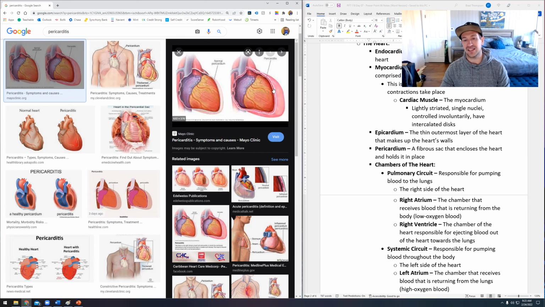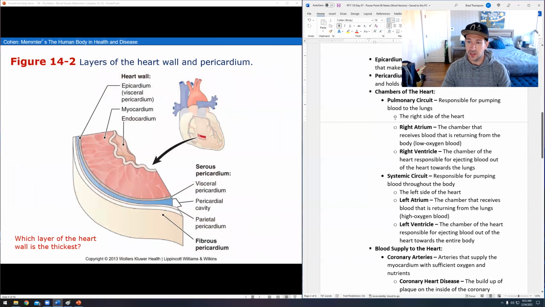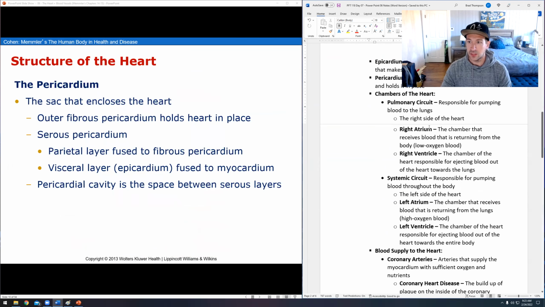And so what happens is it can actually stick to the chambers of the heart and it can keep the heart from contracting. And that's why pericarditis is so dangerous. It's very common in people who get bacterial infections, right? So definitely something we are trying to avoid.